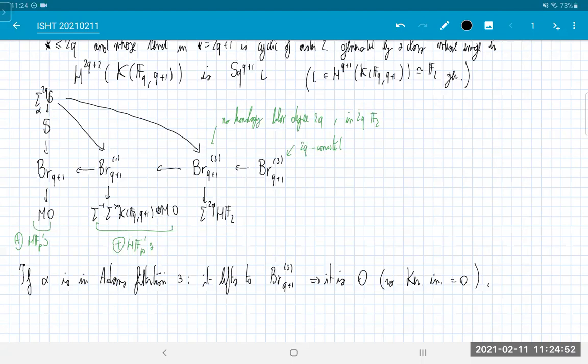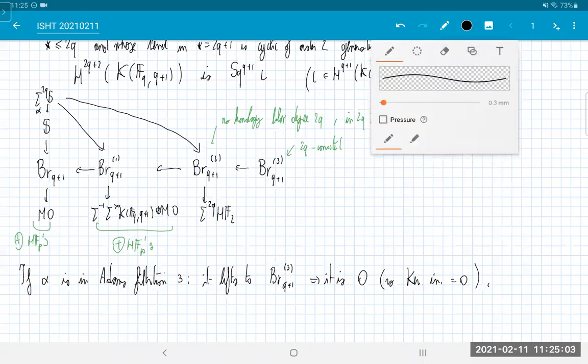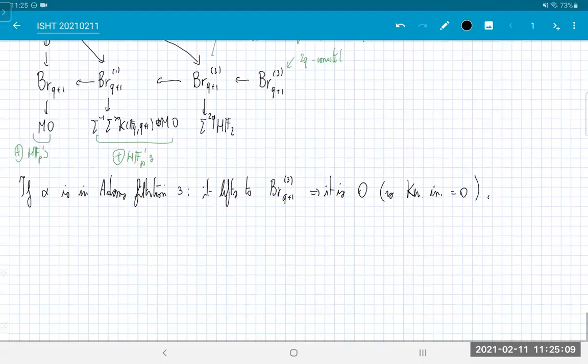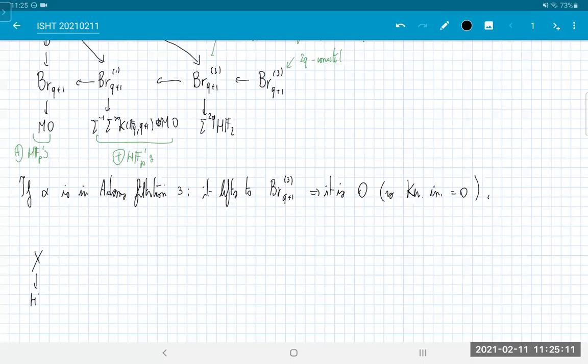Is this argument clear? I'm slightly confused about this part where you use the filtration on Adams sequence to, the second filtration to lift twice. The point is, suppose you have a map like this. So these are just a bunch of HF2s. These take the fiber, then another bunch of HF2s, and these take the fiber again.